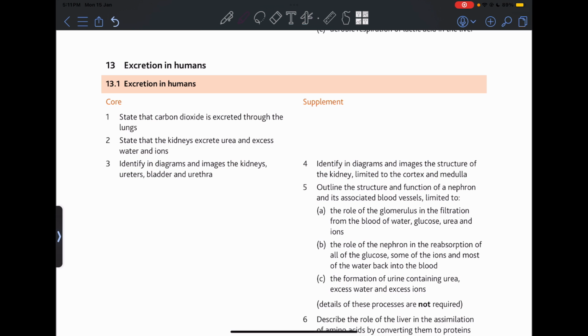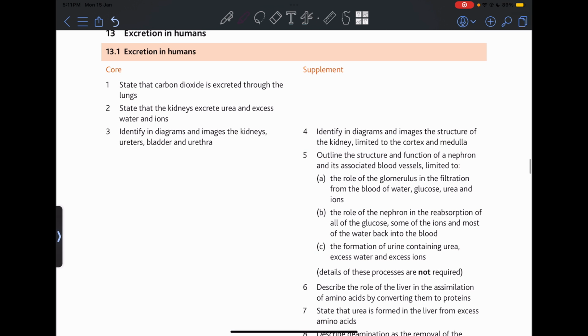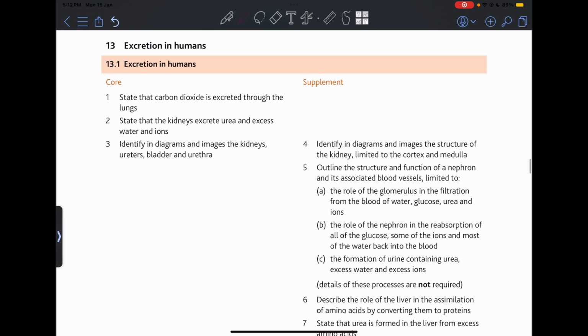Now, excretion. This is chapter 13 in humans. Core and extended students, they have to state that carbon dioxide is excreted through the lungs. You also have to state that the kidneys excrete urea and excess water and ions. So this is where excretion mainly occurs in humans. Number 3 says identify in diagrams and images the kidneys, ureters, bladder, and urethra. So you have to be able to label and be able to identify those structures in pictures.